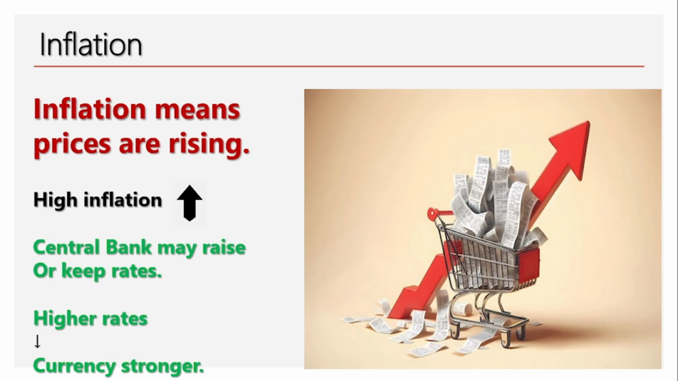Inflation means that prices are rising, and whenever inflation is very, very high, the central bank may raise or keep rates. Now imagine in a country where inflation is very high, central banks should not cut rate, because that was what happened in the scenario that I gave between Jerome Powell and Donald Trump. Donald Trump was telling him, cut rate. Jerome Powell was considering the high inflation in America.